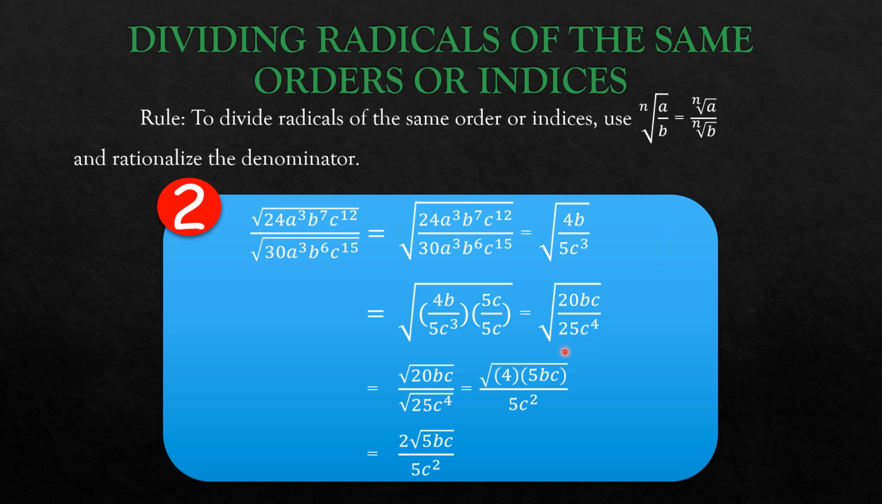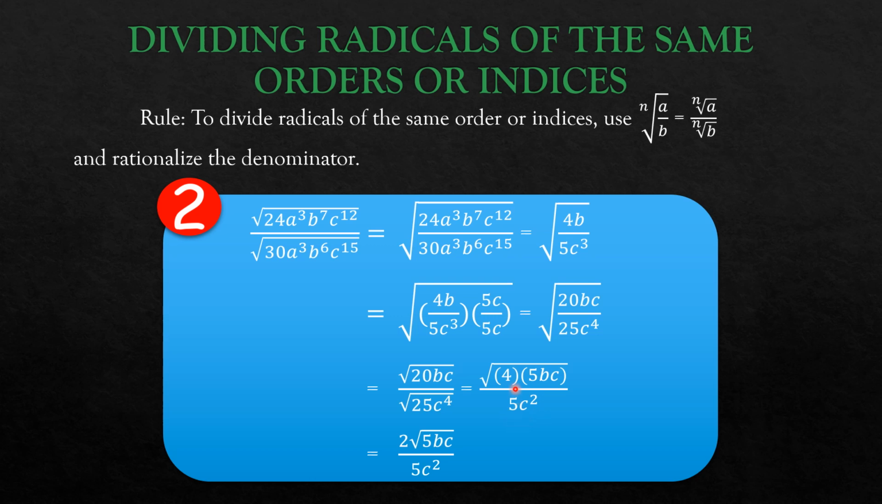Using the rule, square root of 20bc over 25c4, I just separated them, but they still have a radical sign. So, square root of 20bc over square root of 25c raised to 4. Then, equals, okay, evaluate or simplify. Since 20 is not a perfect square, but it has a factor that is a perfect square, which is 4. So, I factored out 20bc, that is 4 times 5bc. And then, for our denominator here, square root of 25 is 5, square root of c raised to 4 is c squared. So, our radical sign is gone here.